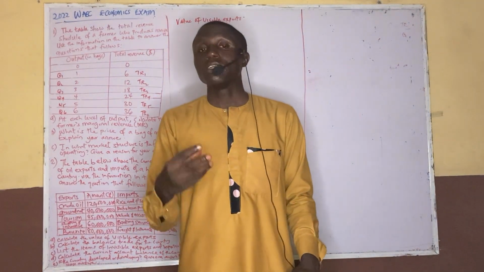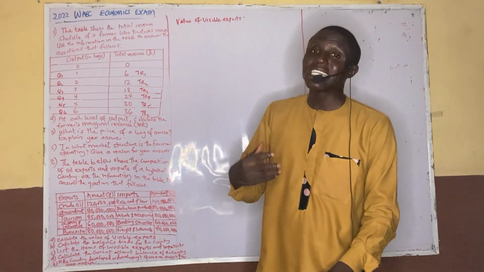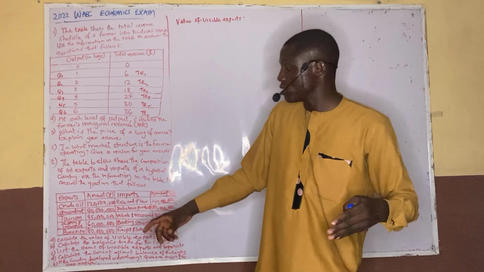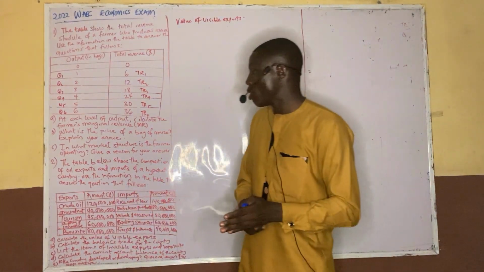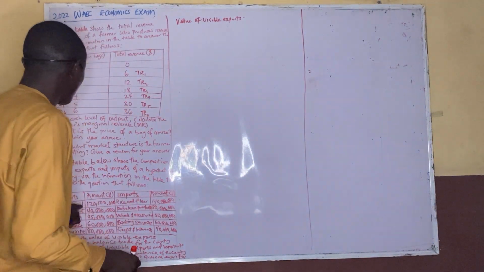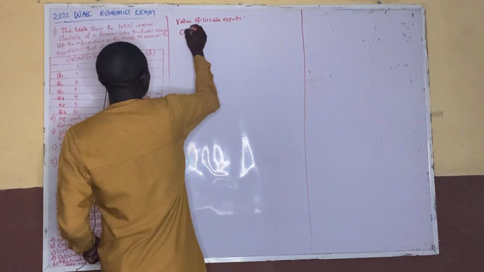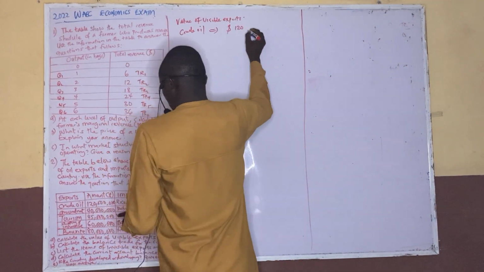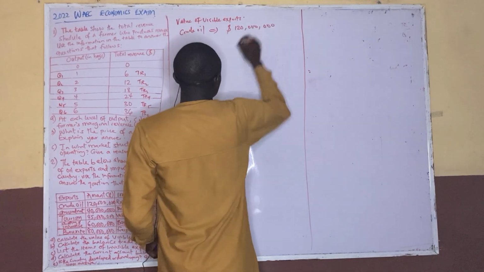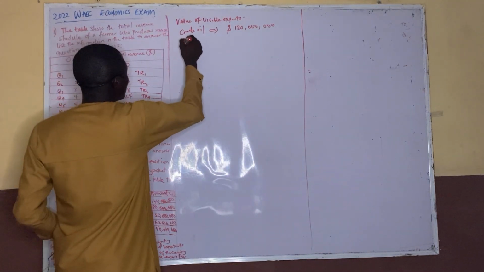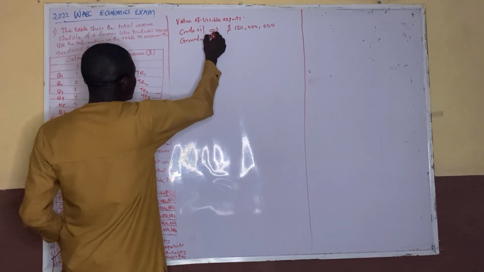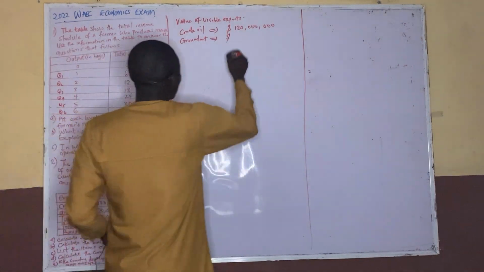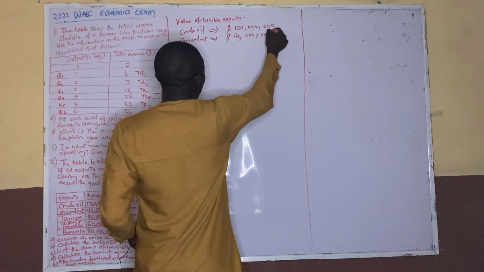Bauxite is an ore of iron, and it is being exported to other countries that can refine and purify the bauxite into pure metal, into pure iron metal. So now the value of physical exports, which involve the crude oil: the crude oil export is 120 billion US dollars. Another tangible or physical product is granules, and the value of the export product of granules is 40 billion dollars.